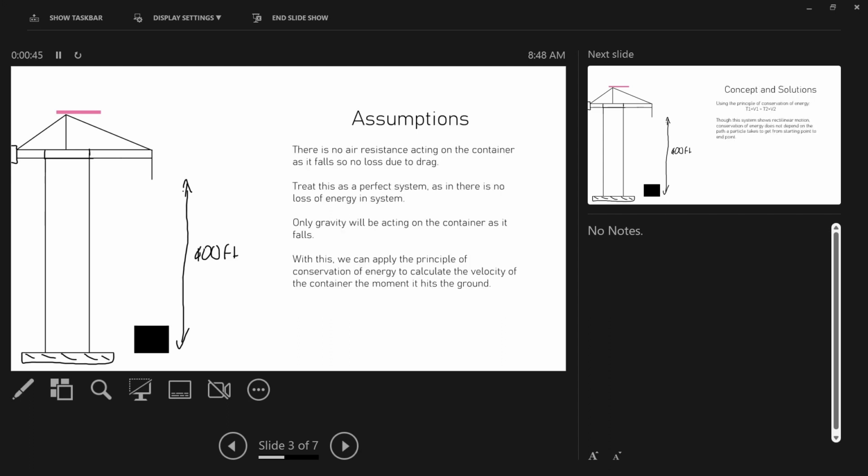Here are some assumptions that can be made. First off, we can assume that there is no air resistance acting on the container as it falls, so there will be no energy losses due to the drag. And we can treat this system as a perfect system, so that means that there are no energy losses in the system. And finally, the only thing that will be acting on the container as it falls is the force due to gravity. And with all these out of the way, we can apply the principle of conservation of energy to find out the velocity of the container just as it hits the ground.